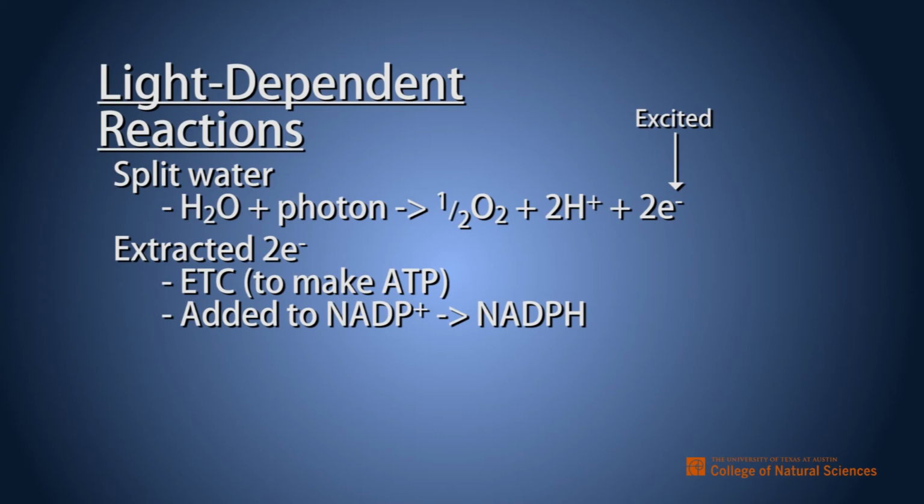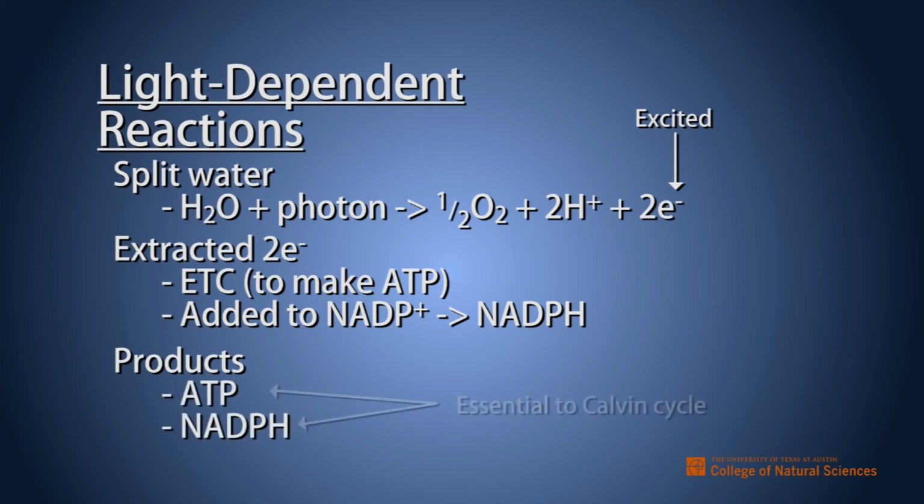The electrons extracted from the water molecule are passed around through the photosystem electron transport chain, and at the end they are passed to NADP+, an electron carrier, to make NADPH, utilizing electrons and protons from inside the chloroplast. So the products of light-dependent reactions are ATP and NADPH, which are essential for the Calvin cycle, which involves fixing carbon dioxide to make carbohydrate.